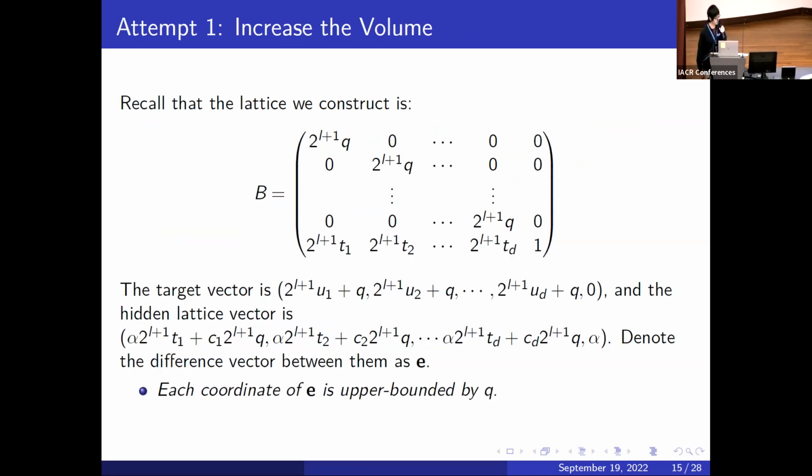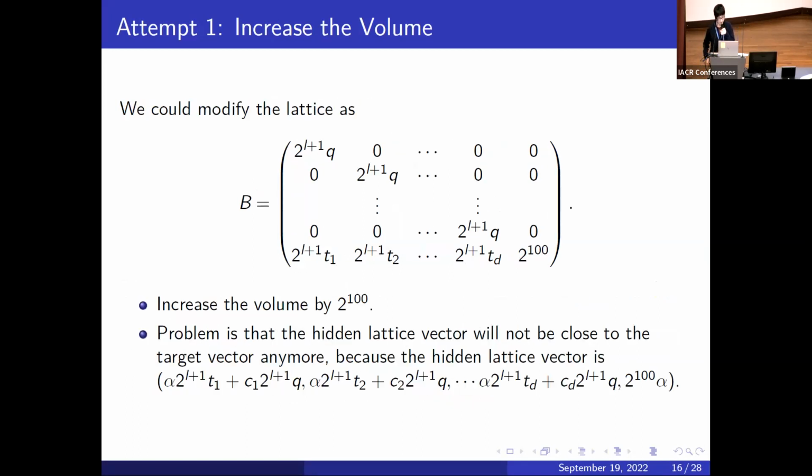Recall that the lattice we construct is this one, the target vector is this, and the hidden lattice vector is this, and denote the difference vector between them as e. According to the property of those inequalities, each coordinate of e is upper bounded by q. And if we observe the structure of this lattice, if we want to increase the volume, we can just modify the factor 1 to, for example, 2 to the 100. And in this way, we increase the volume by 2 to the 100.